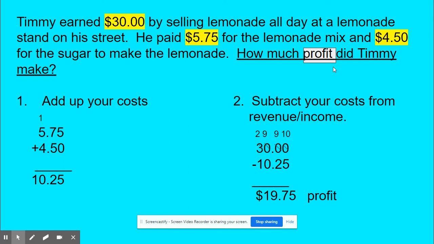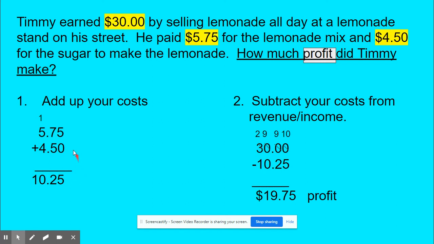But I know when I do profit, there's always two steps. The first step is we have to add up our cost. Well, what did he have to buy? If I go back to the word problem, he had to buy a lemonade mix and he had to buy sugar. So we added $5.75 and $4.50 and we got $10.25. Again, I'm not done because remember profit means minus.